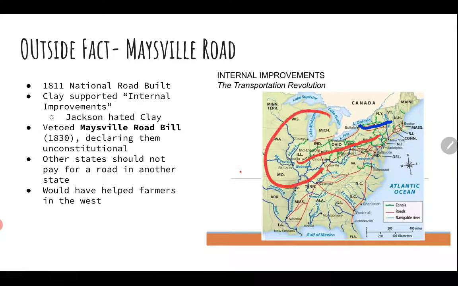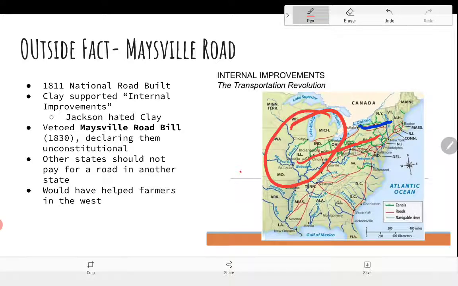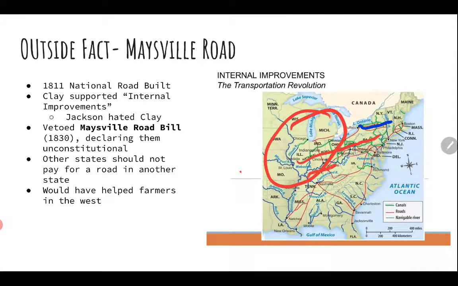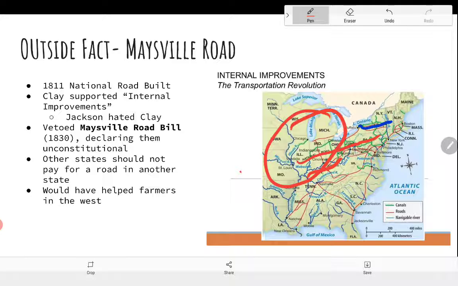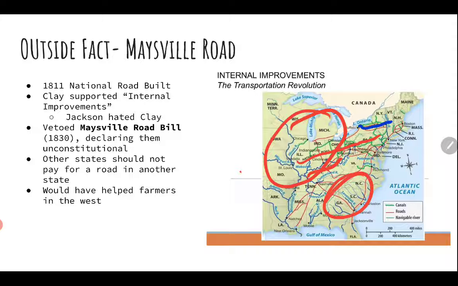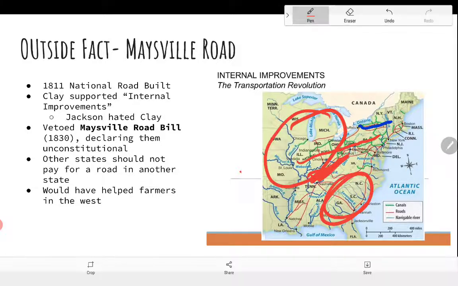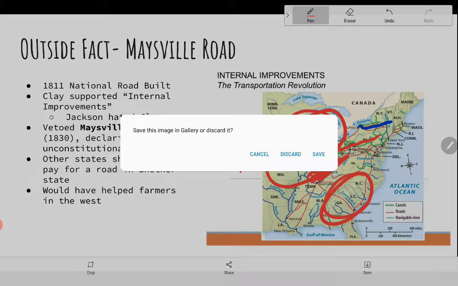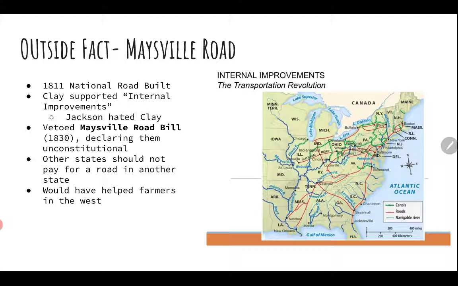And the big people who are going to benefit from this are here, right? Missouri, even Tennessee, right? The Maysville Road was supposed to go mostly through Kentucky, where Clay was from. Anyway, in the Maysville Road bill, this is an outside fact, it's going to come to Jackson. He hates Clay. Clay is from Kentucky, and Clay is the one who wants to do this. He wants to connect his state with other places, and Jackson is going to veto this because he finds it unconstitutional. He doesn't think that Virginia and South Carolina should pay for a road that basically goes through Kentucky. Although this may have helped Western farmers, it is vetoed because he thinks it is unconstitutional.